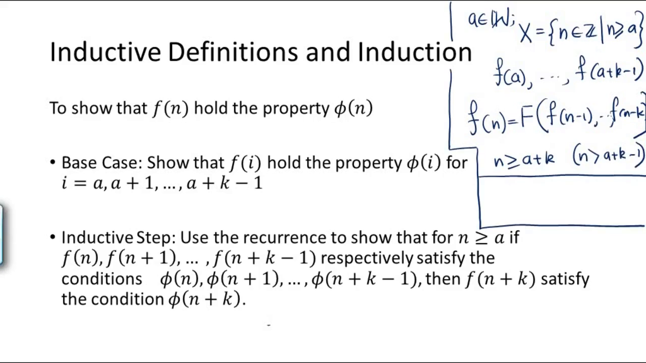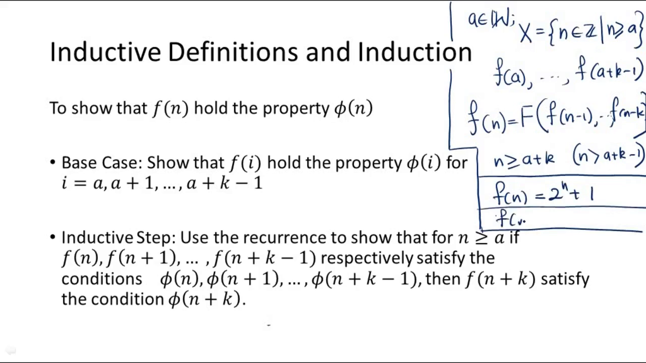I want to prove that f(n) satisfies some condition P(n). I may want to prove that f(n) is equal to 2 to the n plus 1, or even that f(n) is even, because here n must be greater than or equal to a. Now this statement, f(n) equals 2 to the n plus 1, or the statement f(n) is even, is the property that we wish to prove. So that is what we identify by P(n).